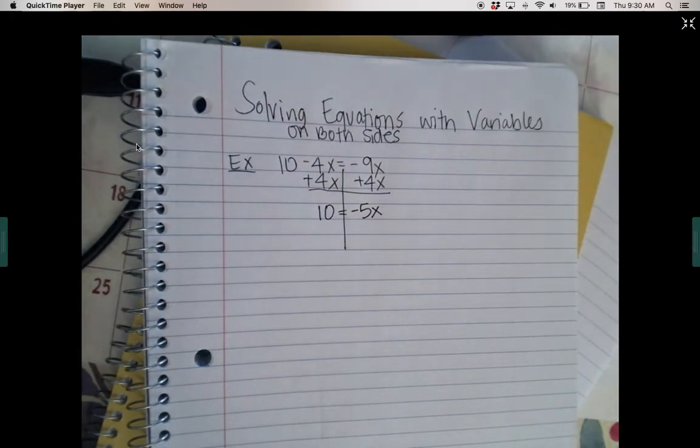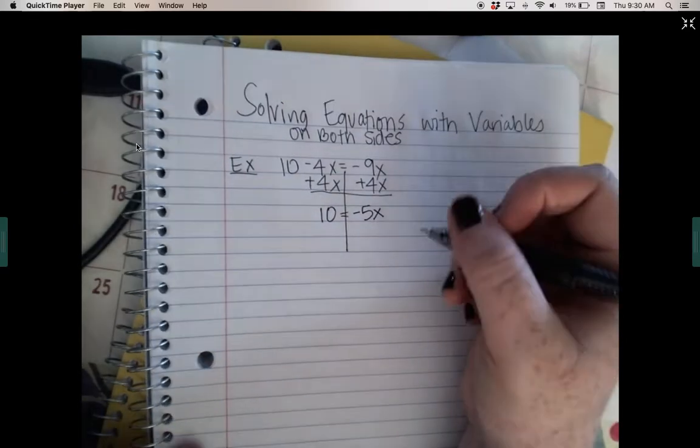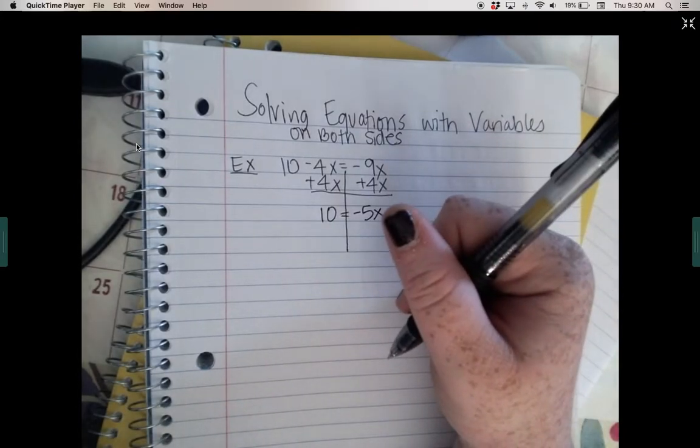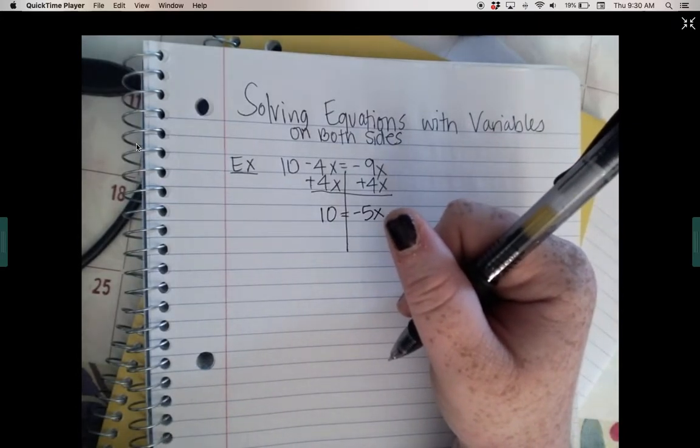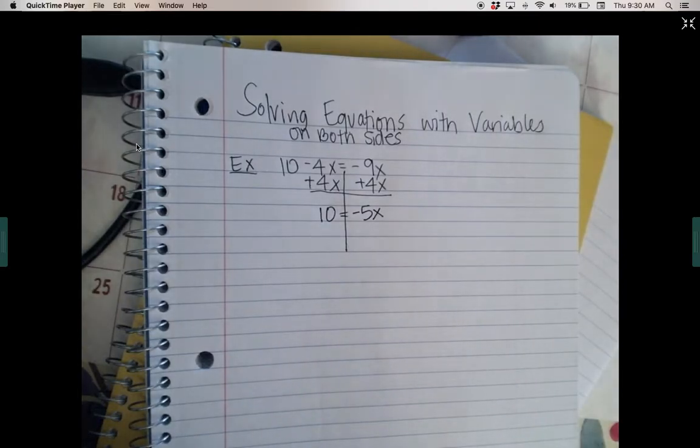Sometimes I have students whose variables just miraculously disappear. Don't make your variable disappear. Okay, so now I have still not isolated my variable. I need to isolate the x, get it all by itself. So I have 10 equals negative 5x.